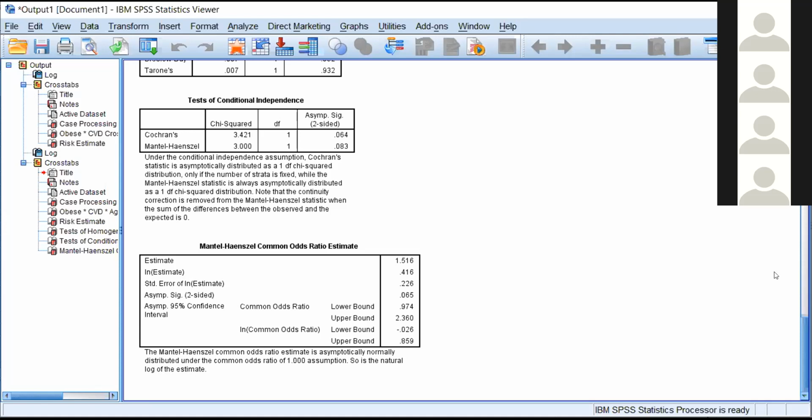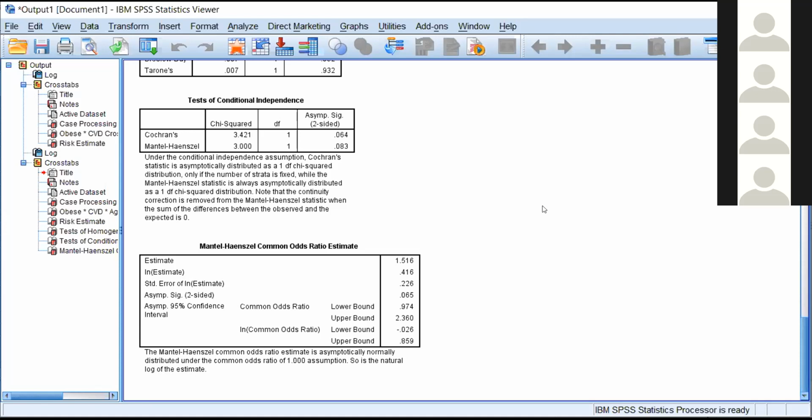So yes, I have a question. When we look at this test for conditional independence, that box, when it is not significant, I wanted to understand the explanation for it. When it's not significant, what does it mean?